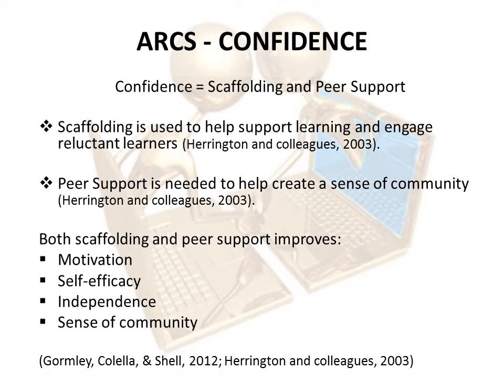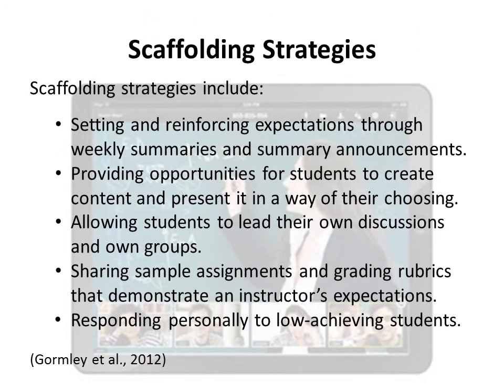The third part of Keller's ARCS model is confidence. Confidence, according to Gormley, Colella, and Schell, is a teacher's ability to help students gain self-efficacy, or belief in their abilities to succeed in various parts of the course. Harrington and colleagues found that scaffolding and peer support are key components in engaging both motivated and reluctant learners. Gormley, Colella, and Schell maintain that scaffolding can reinforce and motivate learning through clearly articulating expectations and reinforcing them through summaries, as well as designing the course to offer autonomy to students. Further, they describe how sharing sample assignments and rubrics with students helps students with self-evaluation and goal attainment.